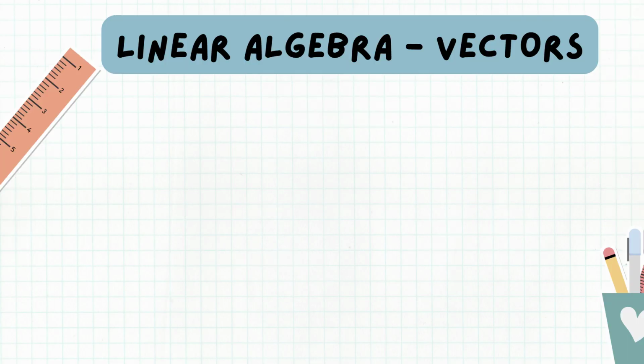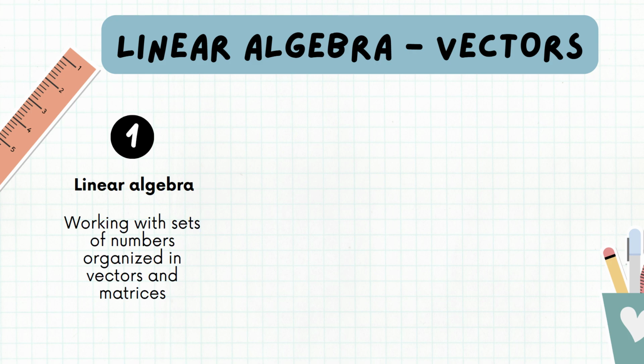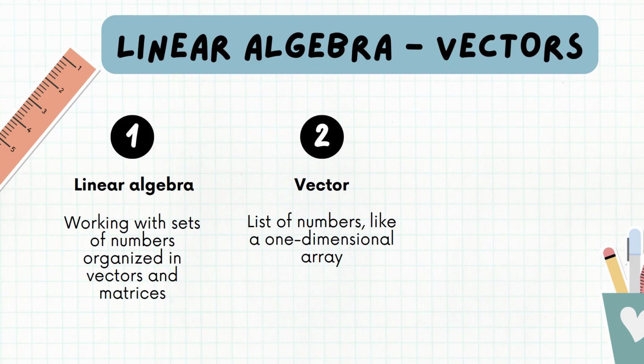Now, let's move to linear algebra, the language of modern AI. If algebra is about solving for unknowns, linear algebra is about working with sets of numbers, usually organized in things called vectors and matrices. A vector is just a list of numbers, like a one-dimensional array.